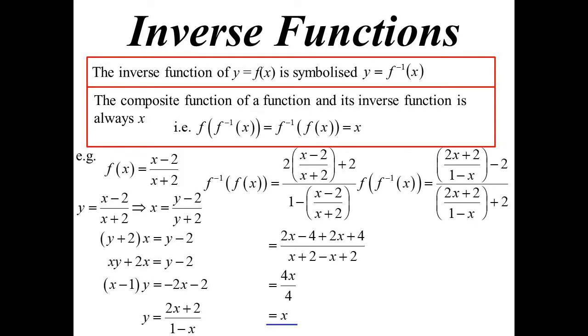So that's when I substitute the function into the inverse. The reverse should be true as well, so let's have a look at that. If I substitute the inverse, so 2x plus 2 on 1 minus x, into the original function, multiply everything by 1 minus x, and once again, yep, it does come down to be x. So it satisfies our little rule there.